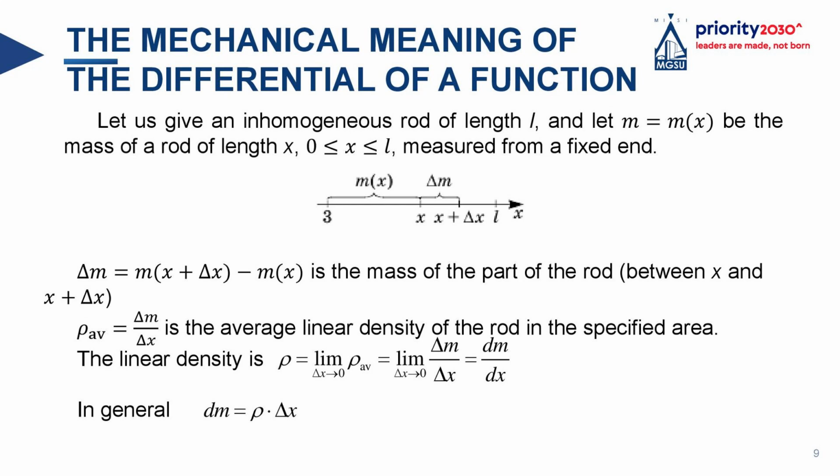If the density is constant, then the rod is uniform. For an arbitrary, generally speaking, inhomogeneous rod, the differential dm equal rho delta x is equal to the mass of a homogeneous rod of length delta x with the constant density rho, equal to the density of the rod under consideration at a given point.